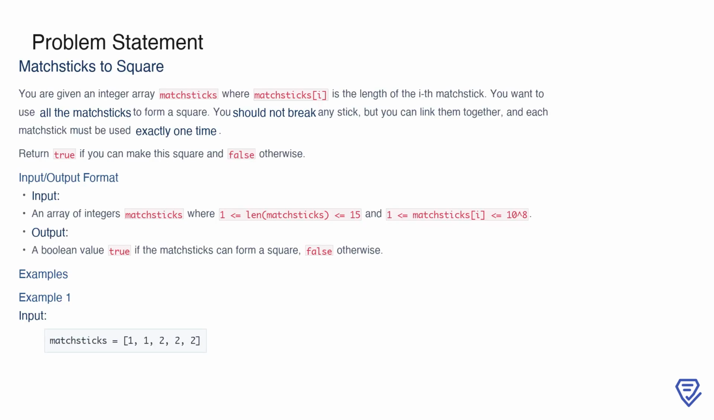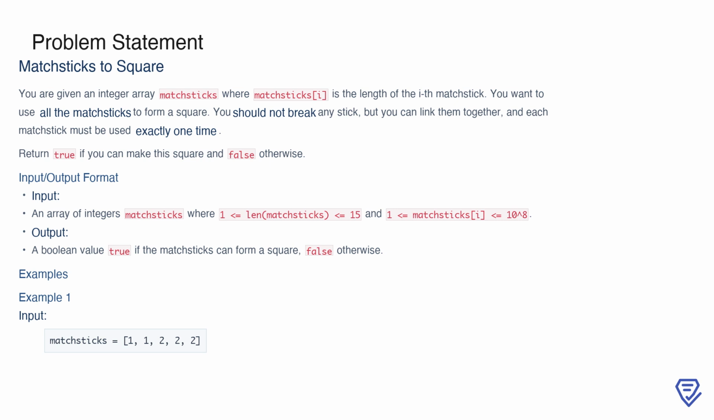In this problem, we are given an array of integers called matchsticks, where each element represents the length of a matchstick. The goal is to determine whether we can use all of these matchsticks to form a square. It's important to note that we cannot break any matchsticks, and each one must be used exactly once. If it's possible to construct the square, we return true, otherwise, we return false.